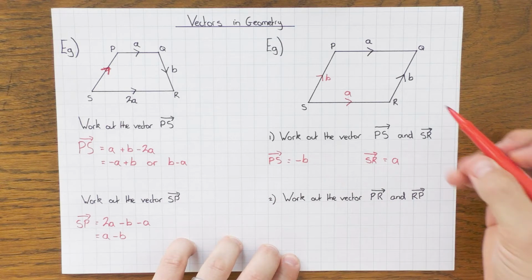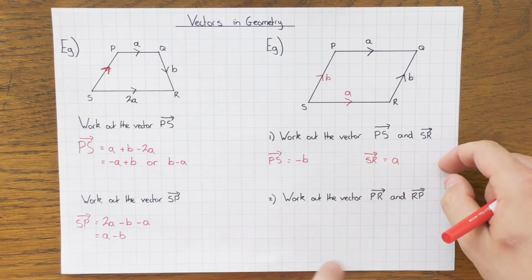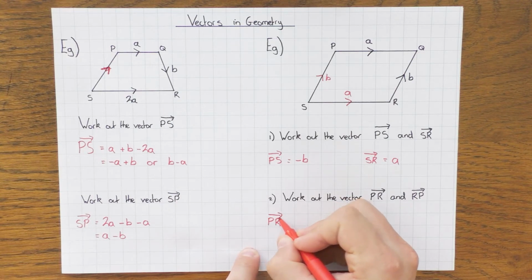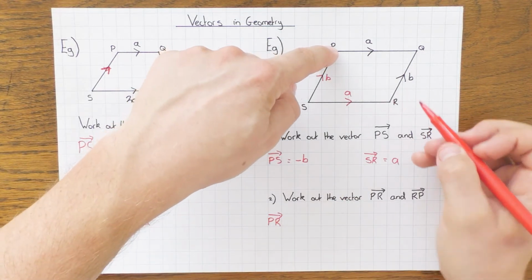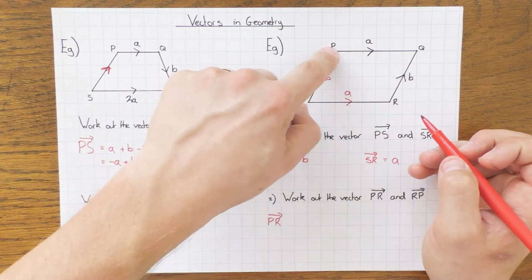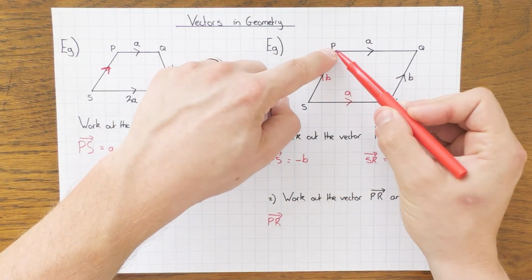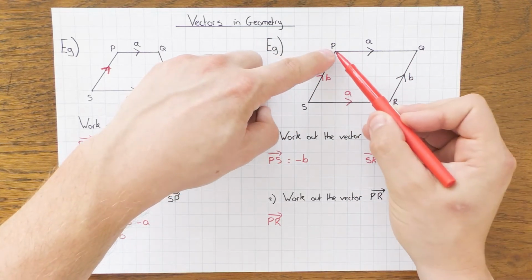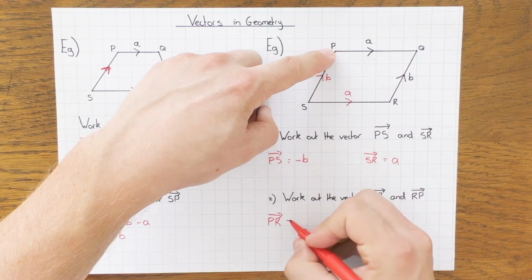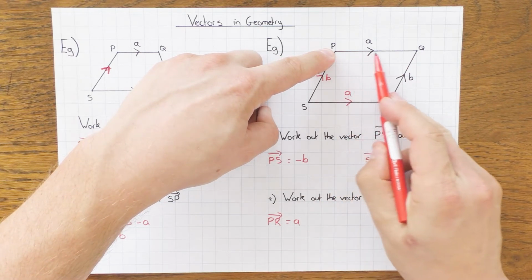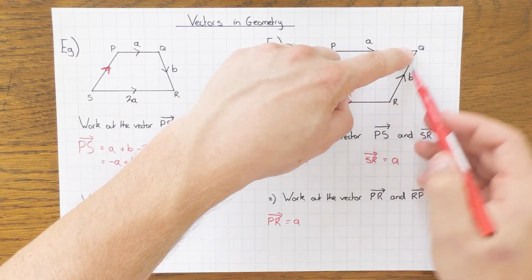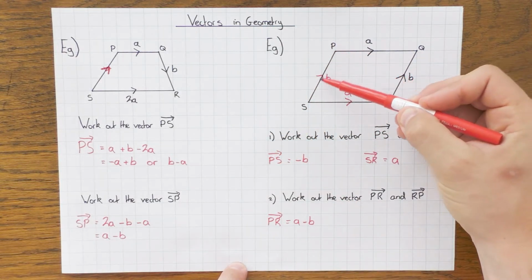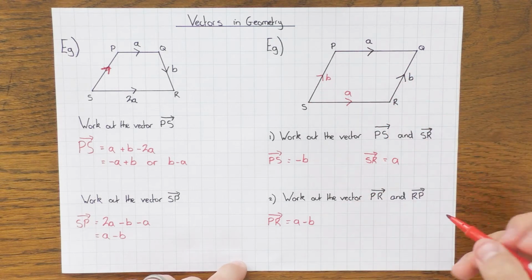Second question here. Now I fill this in, we can start having a look and then do the first one, which is PR. So I start at P, I need to end up at R. So essentially I want that, but I don't know how to go from there to there. But I can go this way, or I can go this way. Both give you the same answer. I'm going to go this way, so that's a, because it's going in the same direction, and then minus b, because I'm going in the opposite direction. And if you went the other way, minus b plus a gives you the same answer.